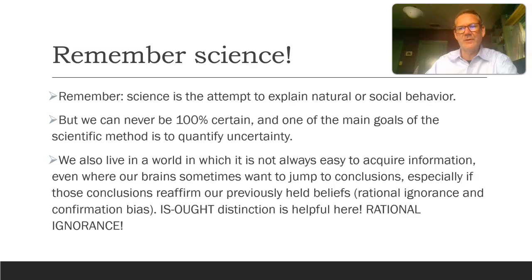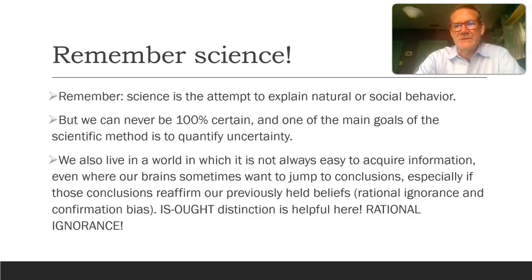So let's start by reminding ourselves of our approach to science in this course. First, science is the attempt to explain natural or social behavior. But we can never be 100% certain, and one of the main goals of the scientific method is to quantify uncertainty. We also live in a world in which it's not always easy to acquire information, even where our brains sometimes want to jump to conclusions, especially if these conclusions reaffirm our previously held beliefs, right?